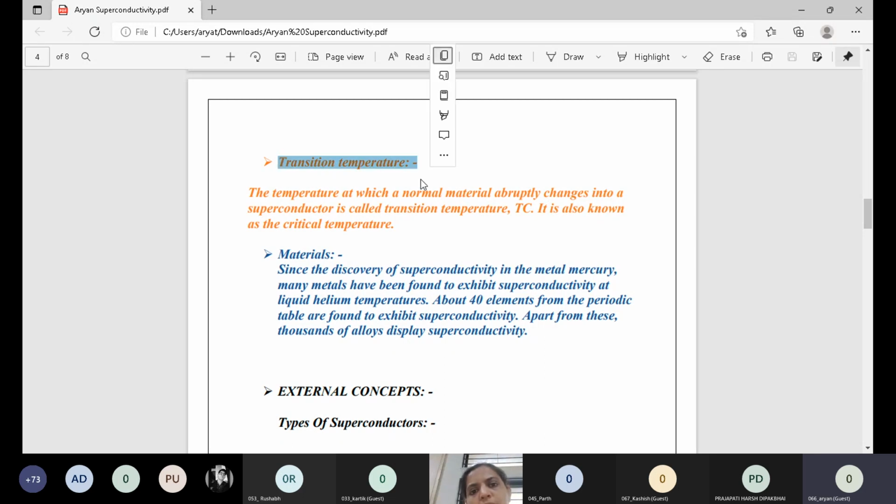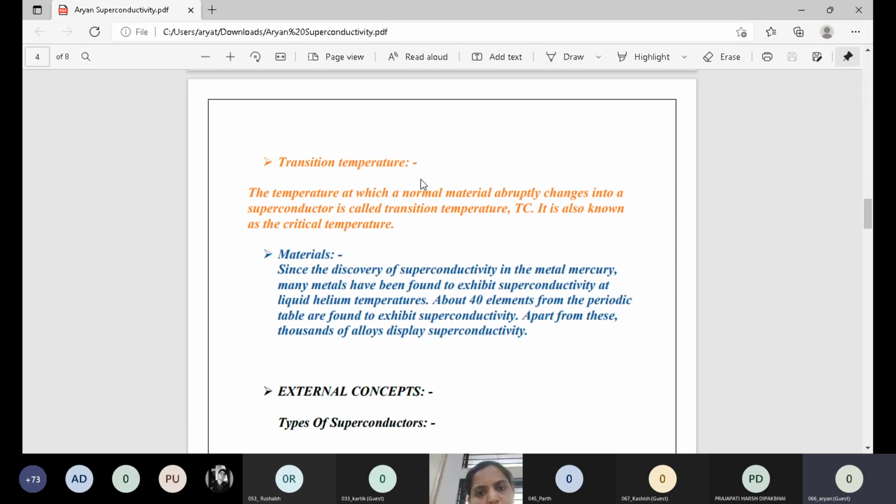Friends, if you go to the reference books, you can find two different types of words: transition temperature and critical temperature. Both are there. You can use any one of them. In some books like Atul Prakashan and Pearson, they are using critical, and S. Chand is using transition. So I have used both words so that I can give you some more introduction about it. The temperature at which a normal material abruptly changes into a superconductor is called transition temperature. Friends, as I said, it happens abruptly.